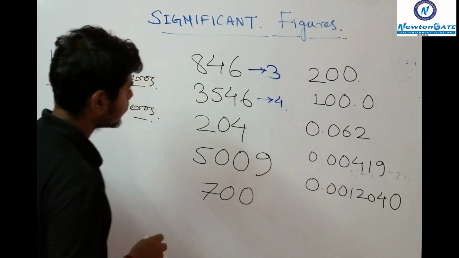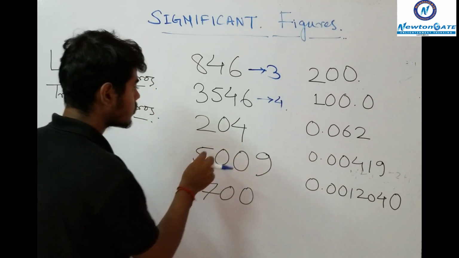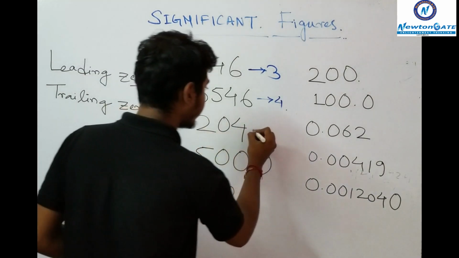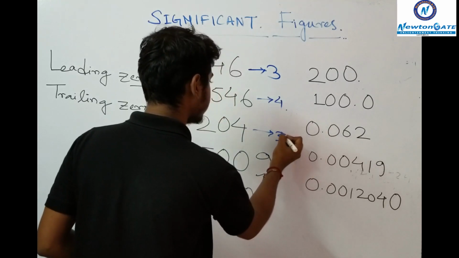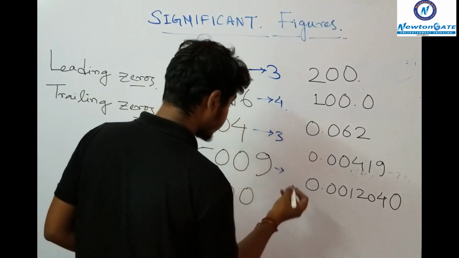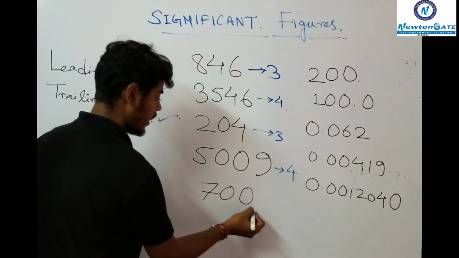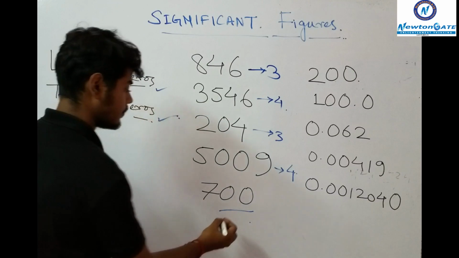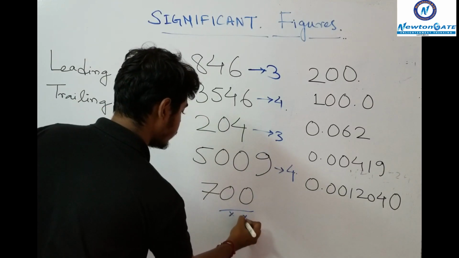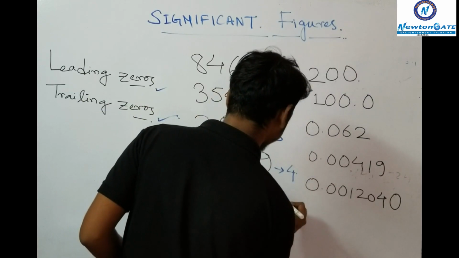In the third, we find a 0 in between two numbers, so this 0 is taken to be significant. So it is 3 zeros between two non-zero digits. This will be 1, 2, 3, 4, and we will not take this trailing 0. So it will be only 1.